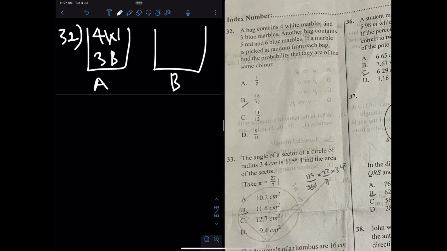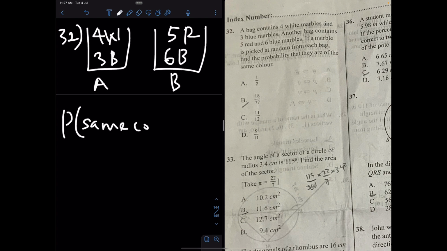Another bag contains 5 red and 6 blue marbles. If a marble is picked at random from each bag, find the probability that they are of the same color. The probability that they have the same color will be equal to, if you pick a marble from each bag and they have the same color, that means you can only pick a blue from bag A and a blue from bag B.